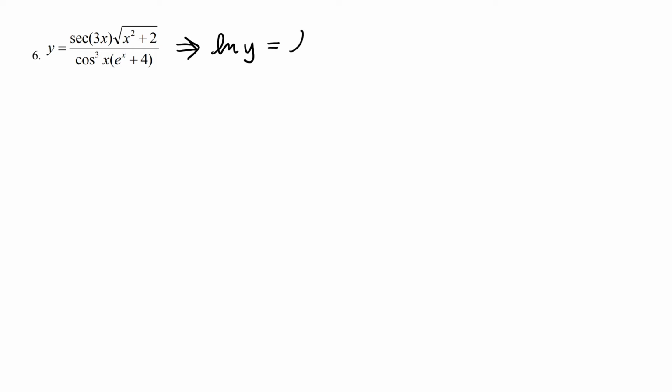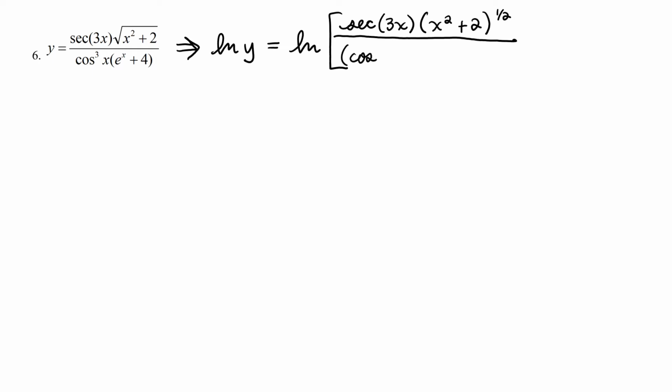So we have the natural log of y is equal to the natural log of the mess, which I'll rewrite slightly so that it's a little bit easier to use our log rules in a moment. So we have the natural log of secant 3x times, well, a square root is raising to the 1/2 power. So we have x squared plus 2 to the 1/2. And this is all over cosine of x being cubed times e to the x plus 4.